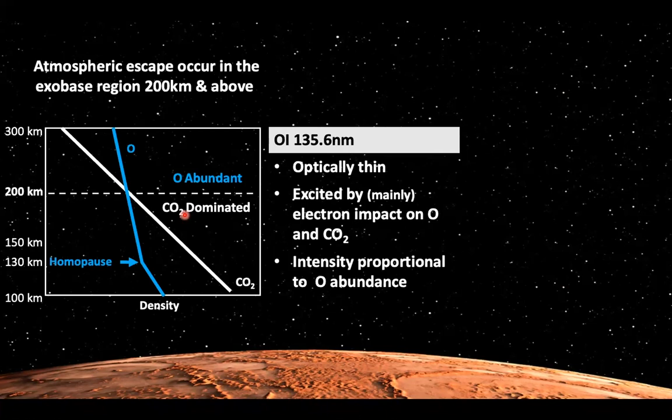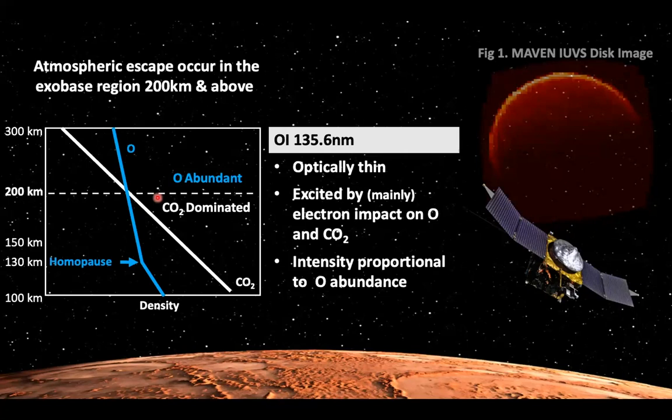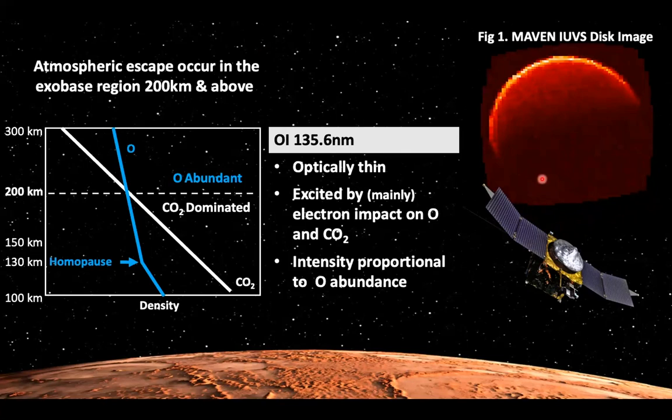One of the recent missions that have observed the oxygen in the Martian atmosphere, specifically in the thermosphere, is MAVEN. And here you can see a disk image that was taken from MAVEN. This is the disk image of Mars using the oxygen 135.6. And this is the current data that I'm using right now for my studies on the oxygen in the Martian atmosphere.